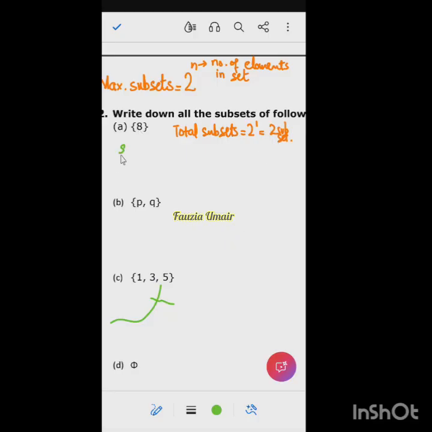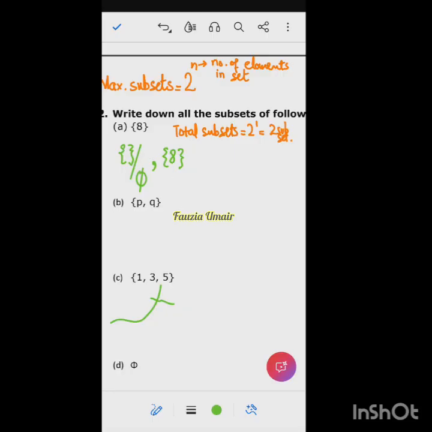One is definitely empty set. You can write down like this also, because we know this is also a notation of null set or empty set. And the second subset is 8 itself, right? So this first set contains only two subsets, an empty set and 8 itself, right?